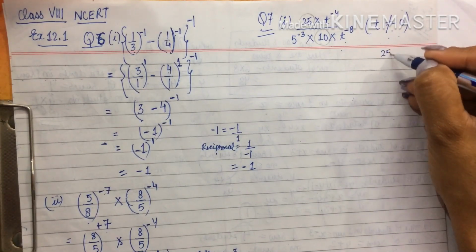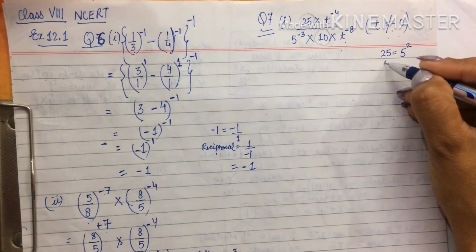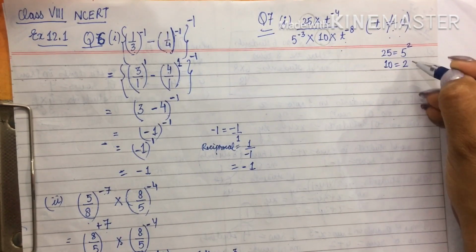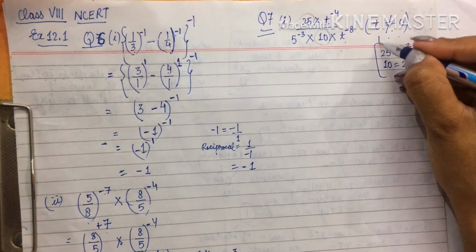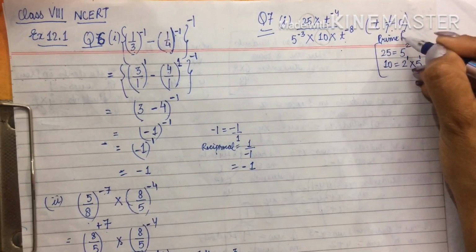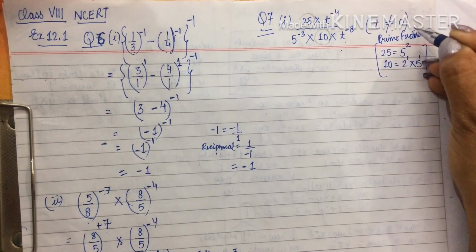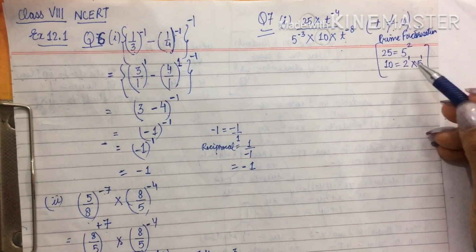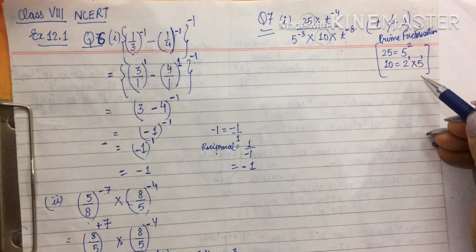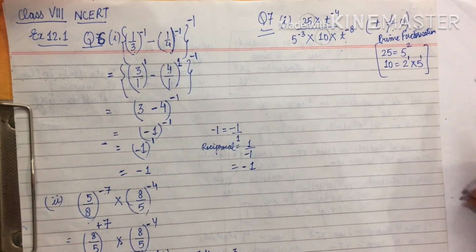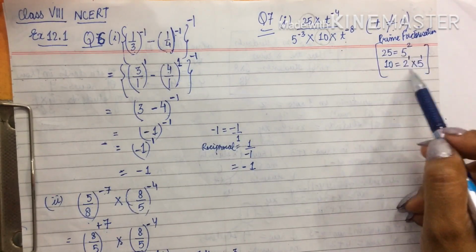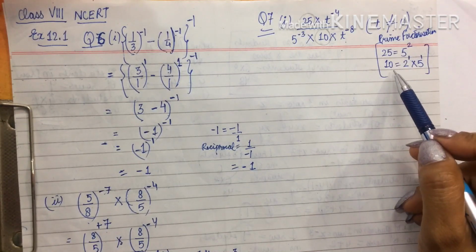So 25 can be written as 5 square. 10 can be written as 2 into 5. This is obtained with the help of prime factorization. This is something you learned last year, to write any composite number in the exponential form. And that can be done by prime factorization. I'll be using these exponential values in place of 25 and 10.